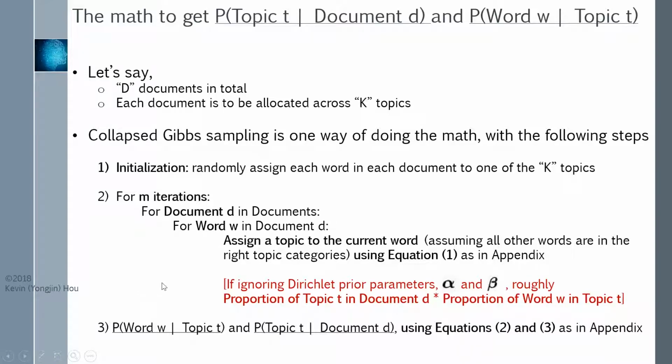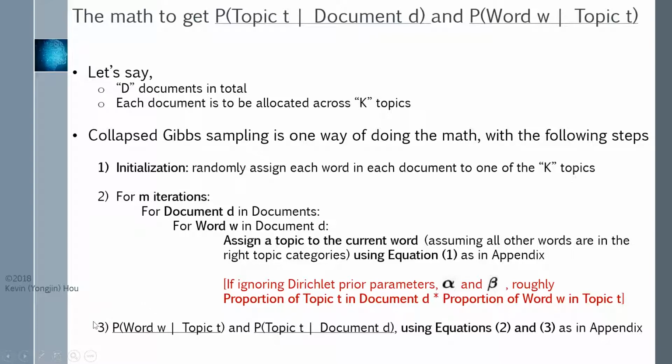So again, we do this for all the words in all the documents and for many, many iterations. Eventually, there will be very few changes to the word assignments because the distributions are already at a steady state. That means the algorithm has converged to the optimal result, and then we stop. But anyway, the equation for updating the topic category for a specific word is equation 1 in the appendix or on the next page.